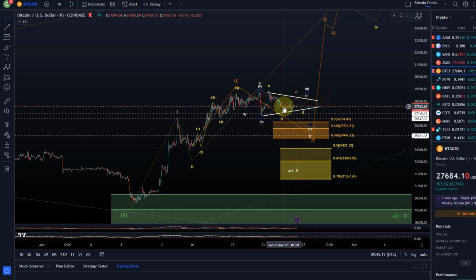So I've now relabeled this as a triangle. We already had the triangle shapes in place. I told you yesterday it's a bit too early to really label it as a triangle. I think it still is. It could easily be something different, but the thing is, a B wave can always morph into something different.